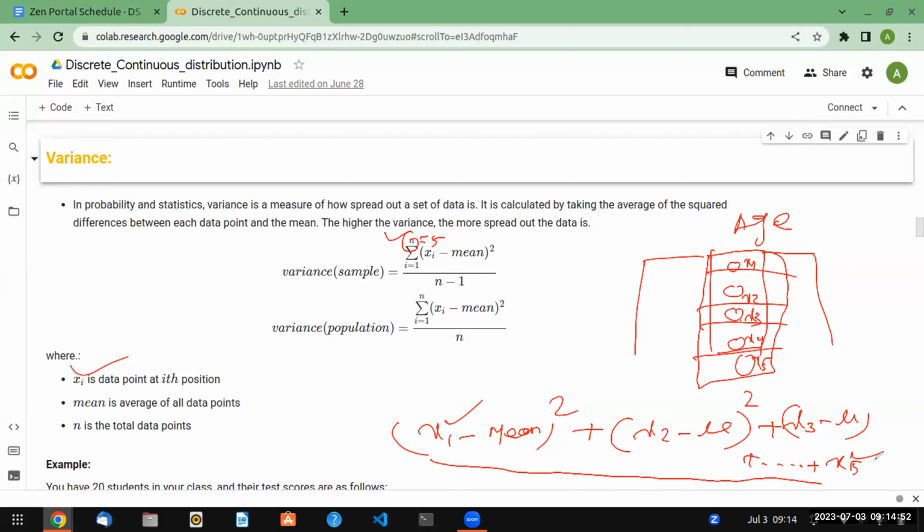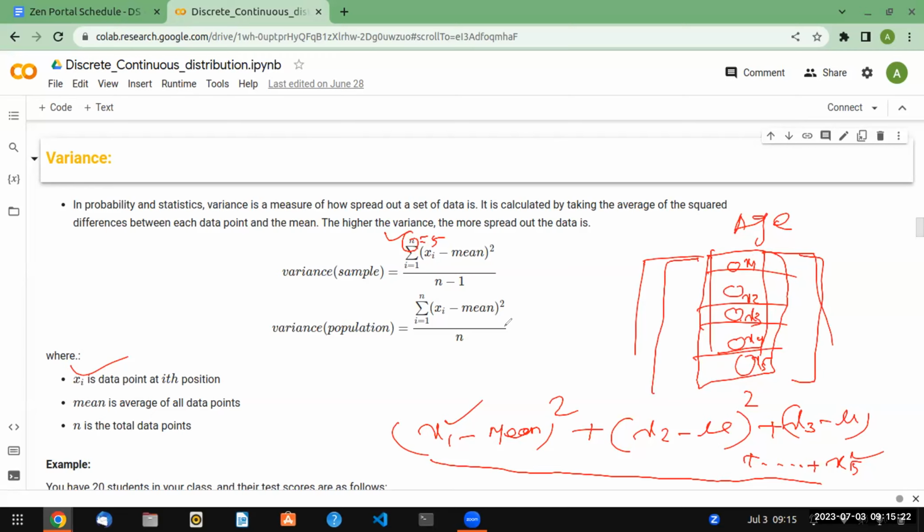Okay, so this is the formula for variance. Now, if you try to think in another way, what we are doing is first calculating the mean of my data. How to calculate a mean? Average of the data. So summation divided: x1 plus x2 plus x3 plus x4 plus x5 divided by 5. That is my mean value.